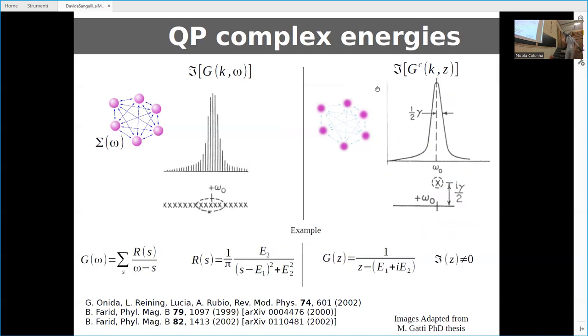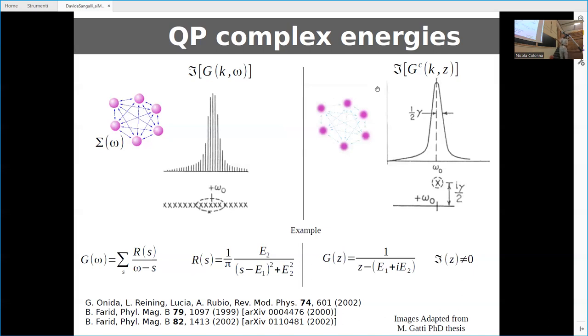So let me just add an example, which I took from this Reviews of Modern Physics, to give a better feeling of this concept. Imagine you have this Green's function, which has a sum of poles, which have energy S, and the residue, which is again a function of the pole, which has this form, which is basically a Lorentzian. Now, what can be shown analytically is that if I take this expression and go in the limit of the continuum, so this sum becomes an integral, the integral with this 1 over omega minus S times this function can be done analytically.